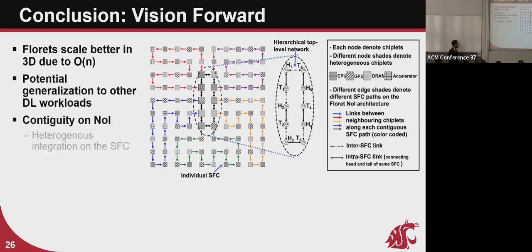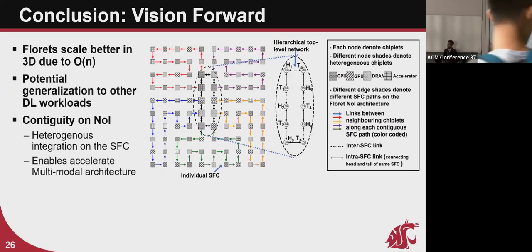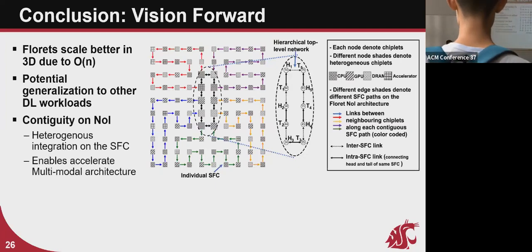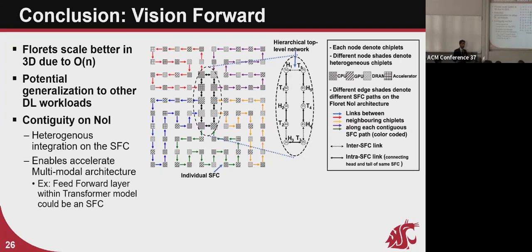One example that I would give: due to this contiguity and this heterogeneity, we can actually accelerate these newer multimodal architectures. For example, the feed-forward layer within the transformer model has a similar Li to Li+1 nature, where that transformer model's feed forward could effectively just be an SFC.